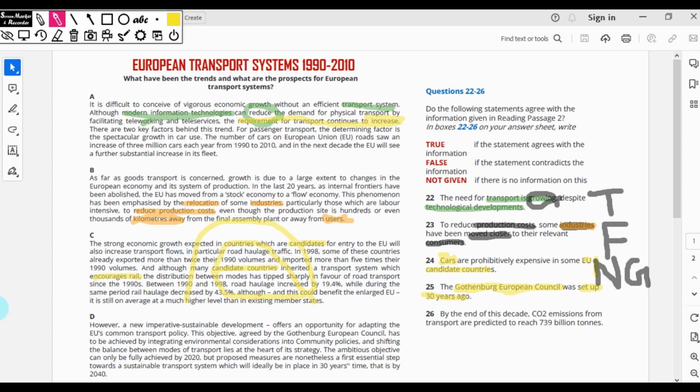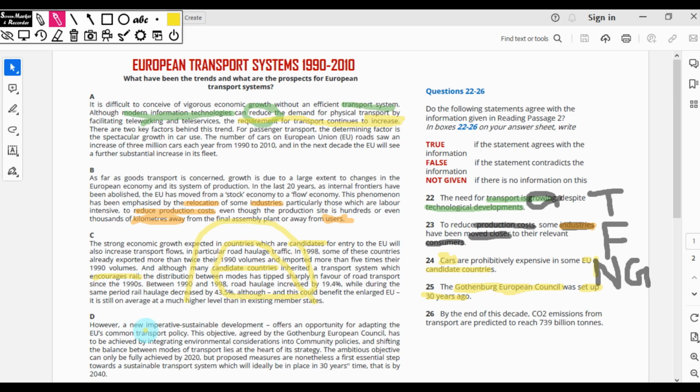These true and false questions are always found in order. So question number 22 is found in paragraph A, 23 in paragraph B, and 24 in paragraph C. In the case of 25, it may be in paragraph D or further in the passage, but it is not available in paragraphs A or B. So we need to move forward.